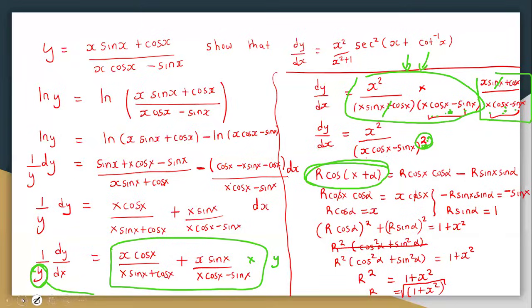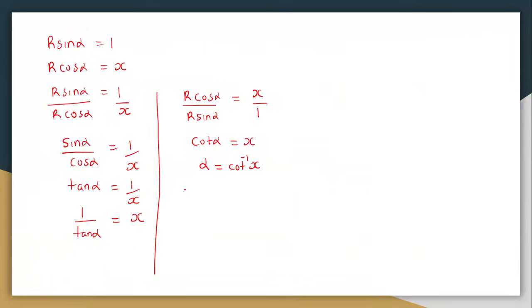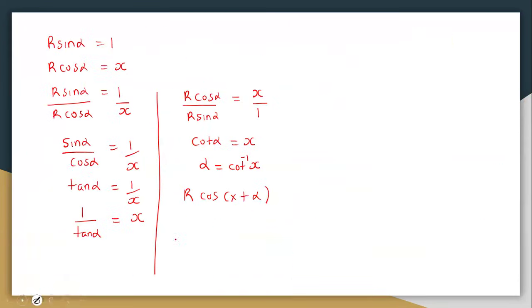Okay. Thank you. Okay, so I'm going to come back here. I'm coming back here. So I'm going to say that we have our r cos of x plus the alpha. Now, we got our r from here as root of 1 plus x squared. So our r is going to be root of 1 plus x squared. Then cos of x plus our alpha, which we have obtained as cot inverse of x.